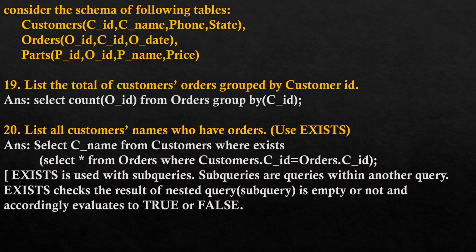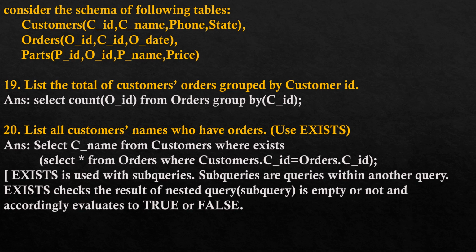That means if any particular customer ID is present in the orders table or not. If it is present in the orders table, that means that particular customer has placed some order. Otherwise, there is no order placed by this particular customer. So first the nested query or the inner query will be evaluated, and the output of the inner query will be taken as the input for the outer query.